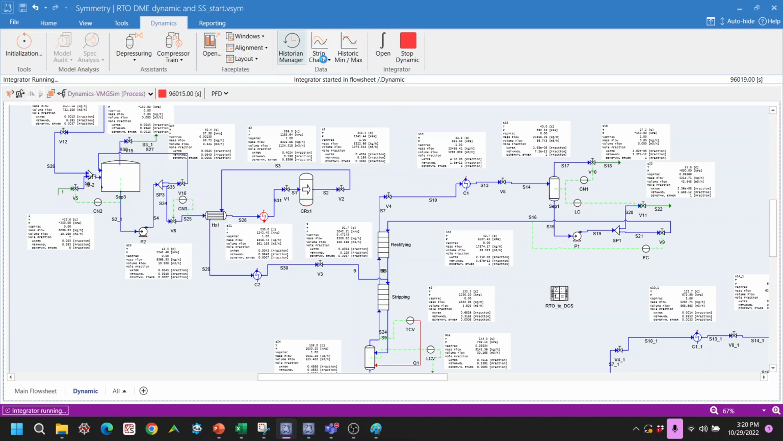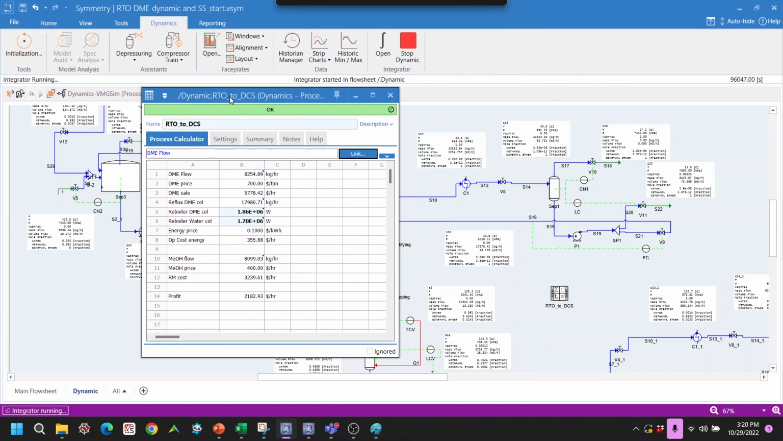I have the strip chart. So where I put this strip chart, what I record is basically very slow, yeah. What I record is, yeah.